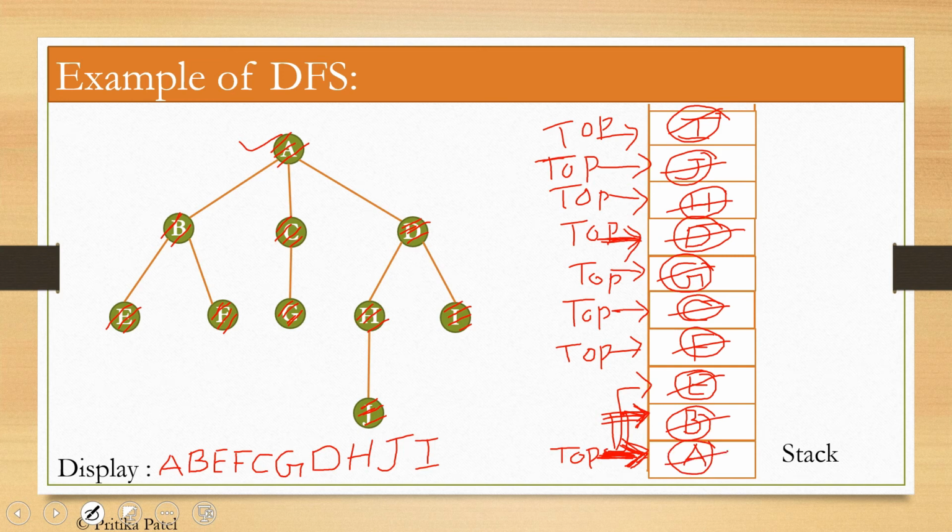from the stack, right? So now this display is nothing but the output of depth first search, right? So A, B, E, F, C, G, D, H, J, I is the answer of depth first search, right?